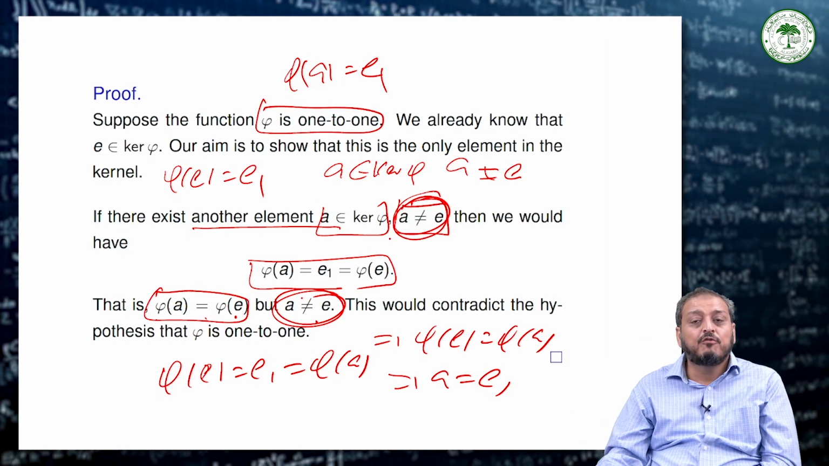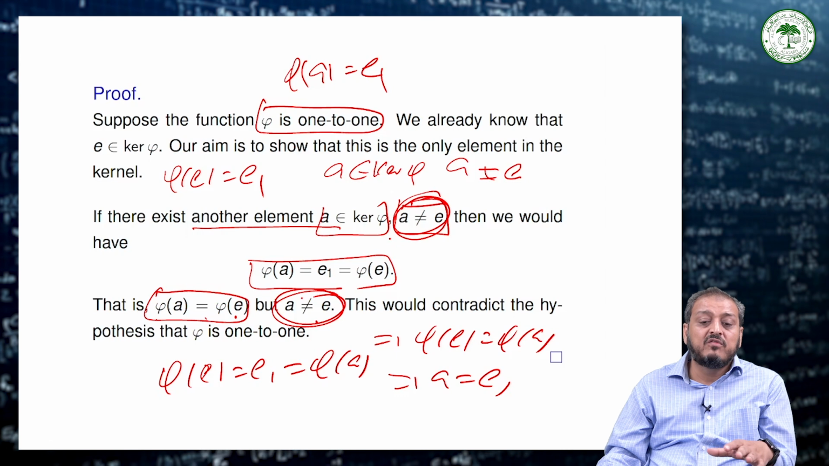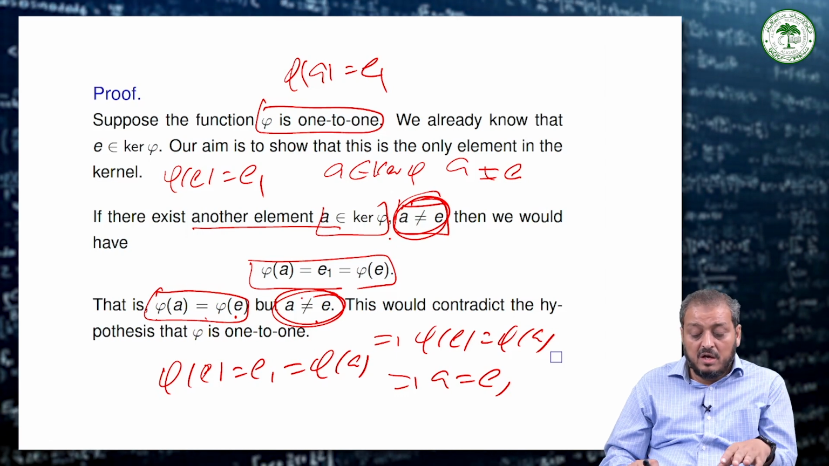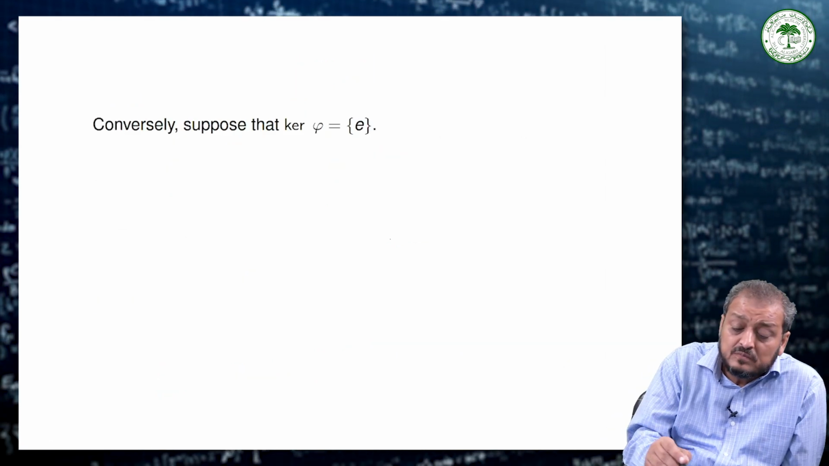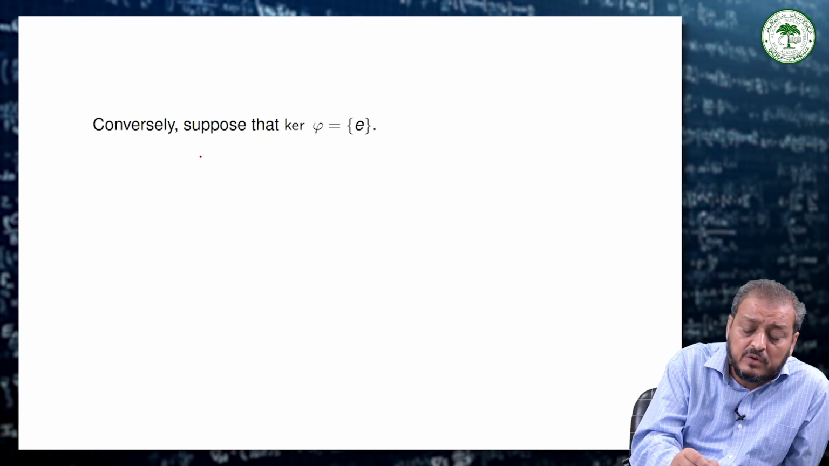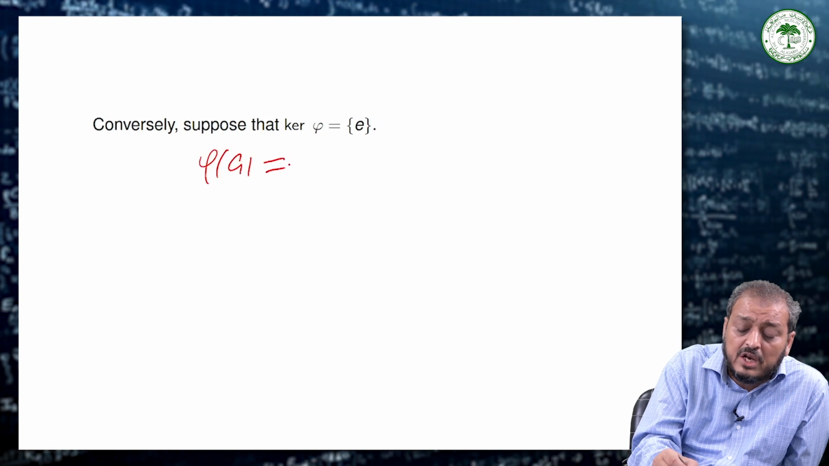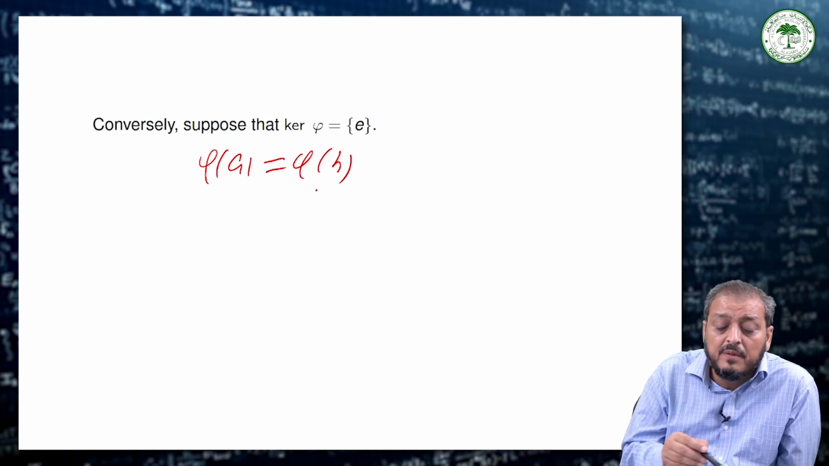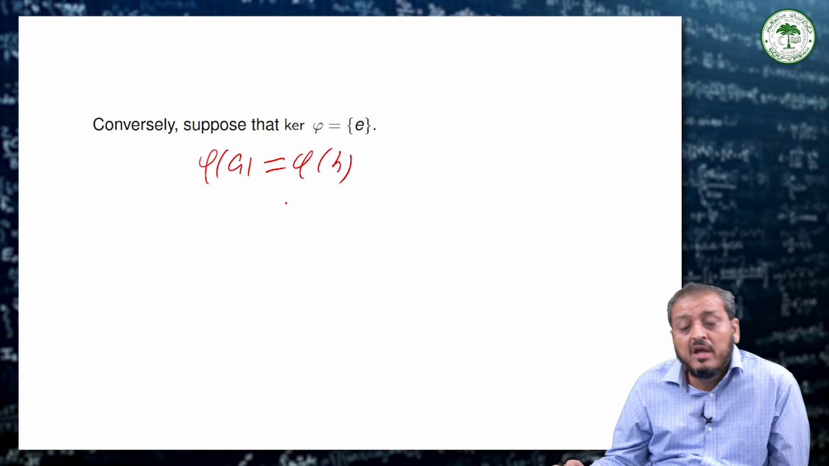So this means the kernel of phi has only the identity element. Now conversely, suppose the kernel of phi is equal to the identity. Then we have to try to show that if we take two elements A and B with phi of A equal to phi of B, then A is equal to B.